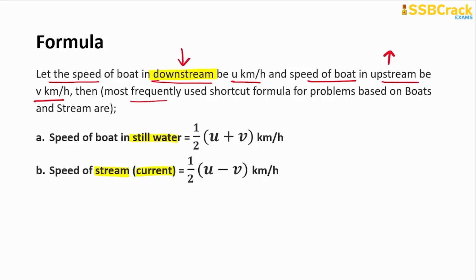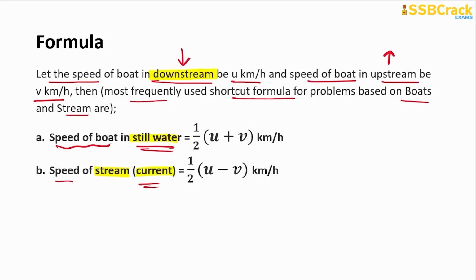Then the most frequently used shortcut formula, which I say is useful for problems based on boats and stream. Boats and stream, when they are asking in the question to get either the speed of boat in still water, or the speed of stream or speed of current. So directly they will ask you in the question what is the speed of boat in still water, or they can also ask what is the speed of current, what is the speed of stream. Okay, so here you have to understand which formula will work out.